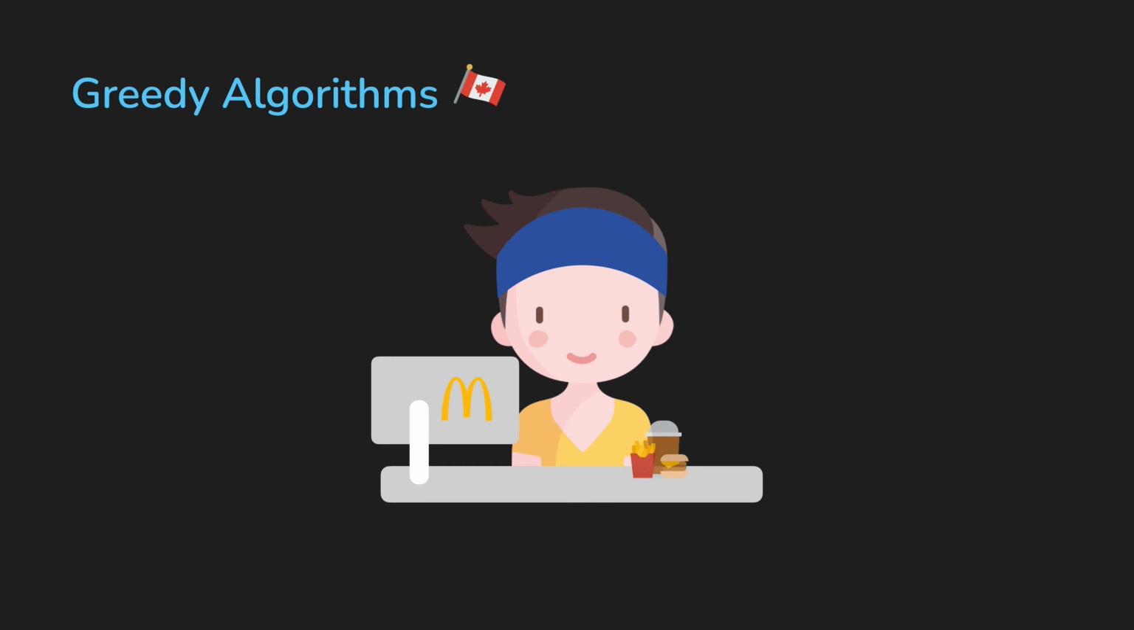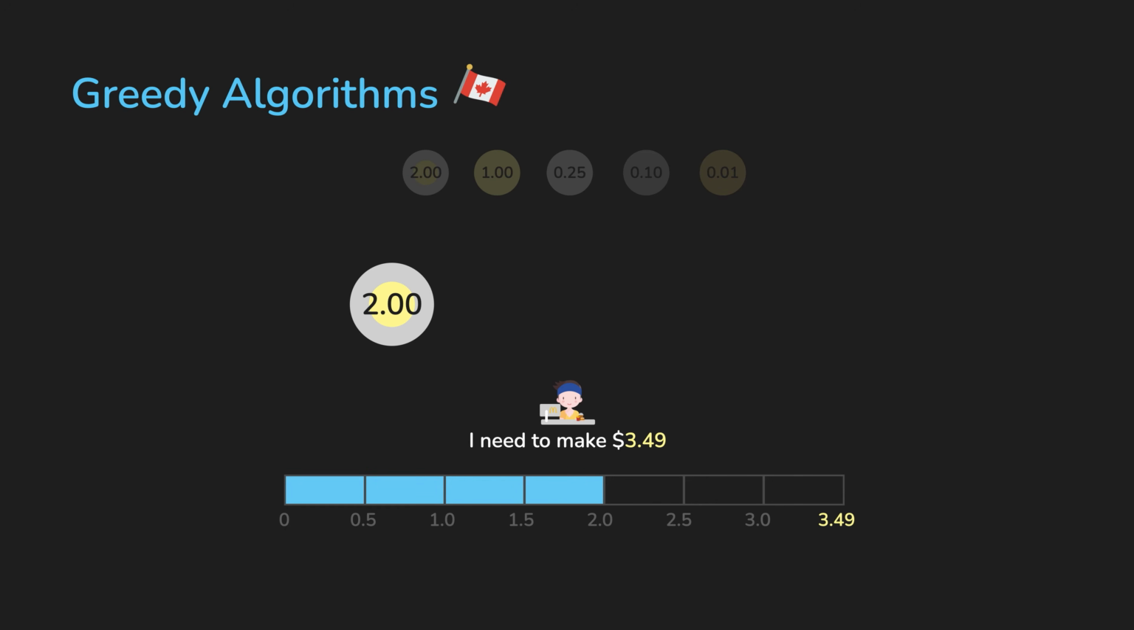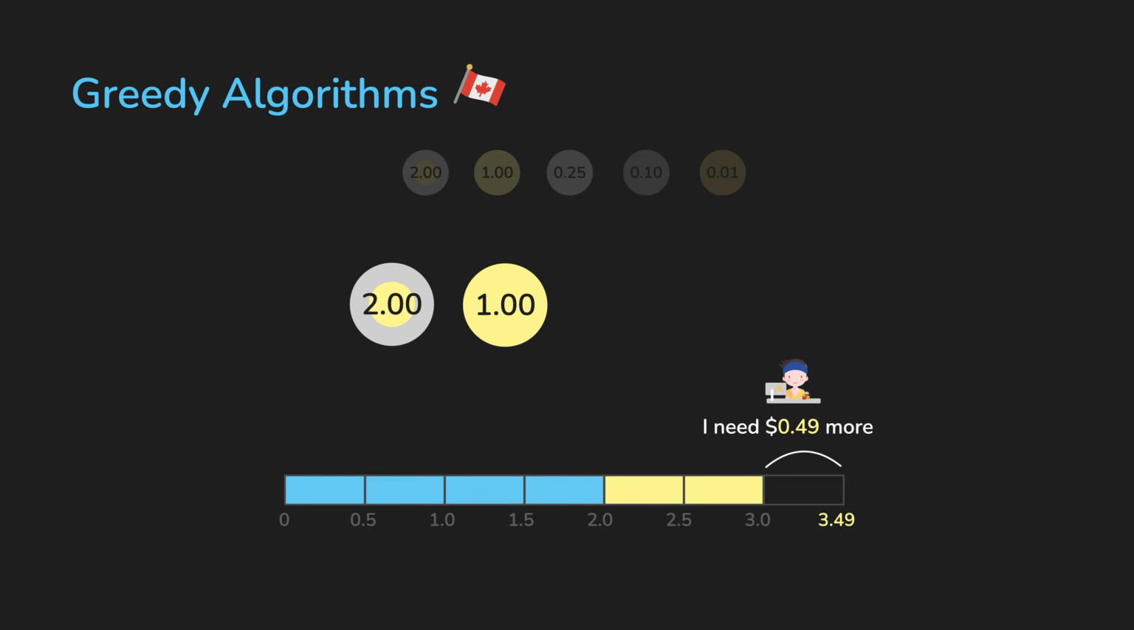As a very experienced cashier, since I worked at McDonald's for 2 years, what I would do is I would try to use the coin of the highest value first, which is the $2. In this case, I can only use one of them, since after subtracting $2 from my total, I get $1.49, which is less than $2. Next, I will go on to the coin of the next highest value, which is $1. I can only use one, and once I subtract that from the total, I get 49 cents. I do that again with the coin of the next highest value, which is 25 cents. I subtract that, I get 24 cents left.